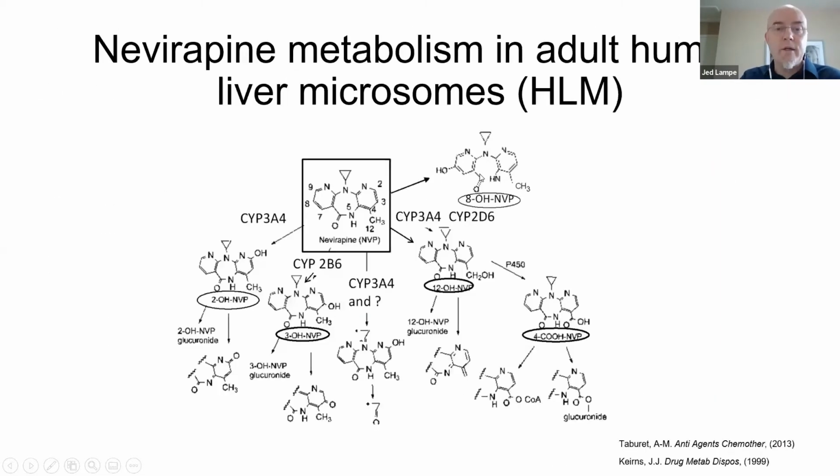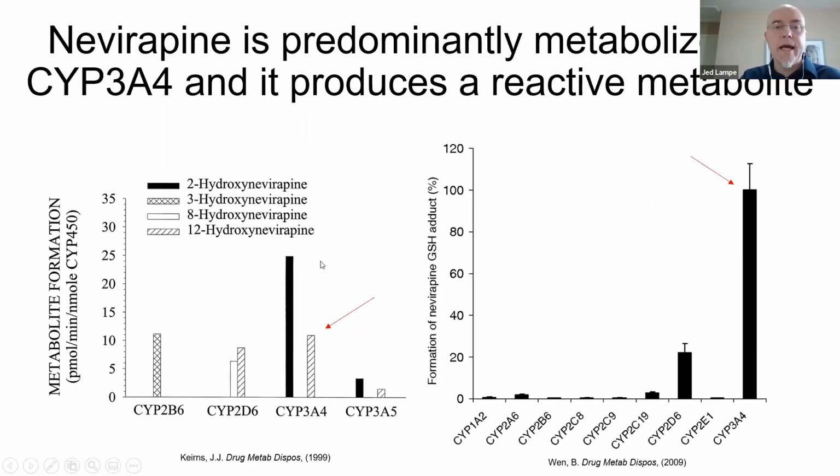You can see that here as well. If you look on the left, what they've done here is look at recombinant purified protein, CYP2B6, 2D6, 3A4, and 3A5, to see which one produces which metabolites and how much. It's called reaction phenotyping, a pretty typical thing that's done in the drug industry. You can see with 3A4 here, it produces both the 2-hydroxy and this 12-hydroxynevirapine.